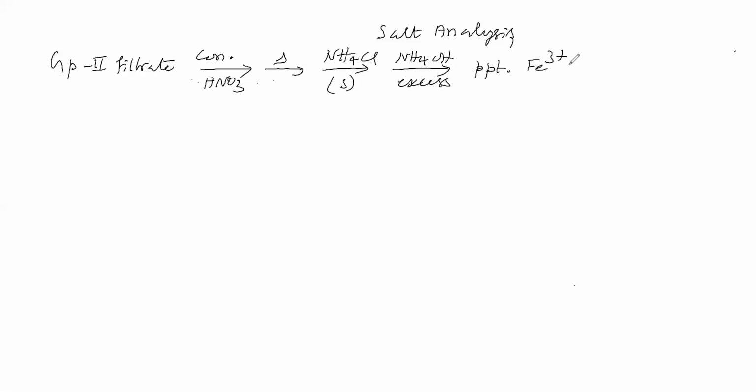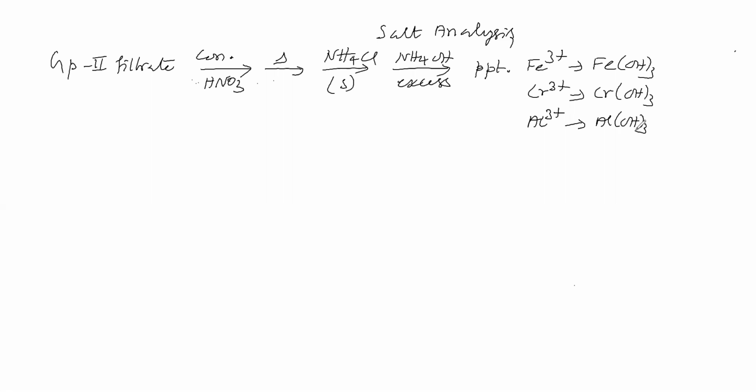Fe3+ is precipitating as Fe(OH)3. Cr3+ is precipitating as Cr(OH)3. Al3+ is precipitating as Al(OH)3.